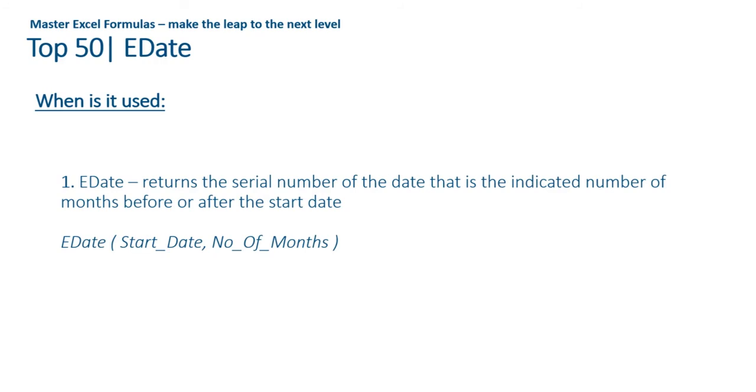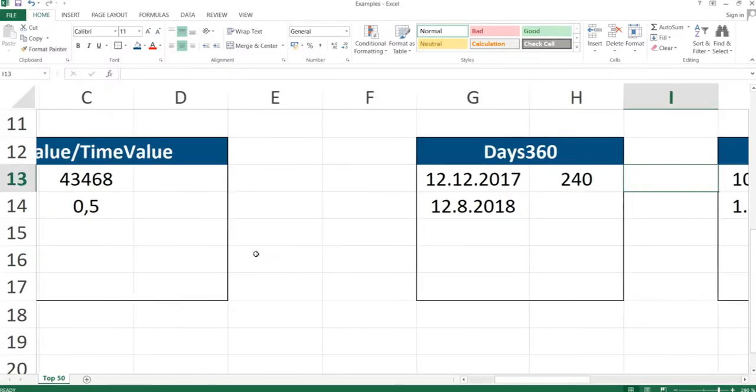Now, back to the presentation. We have eDate. eDate is a formula which returns the serial number of the date that is the indicated number of months before or after the start date. What I mean by that is, I'm going to show you now, of course, but before that, the structure is, first of all, we need to have a start date and then the number of months. Let me show you what I mean by that.